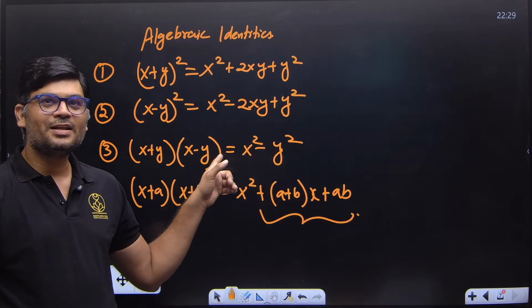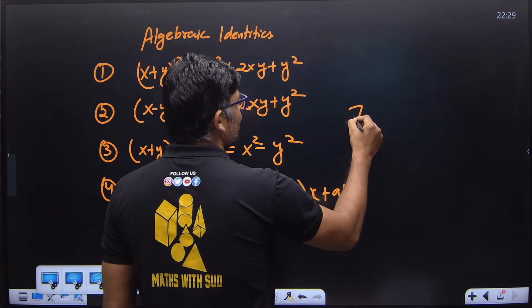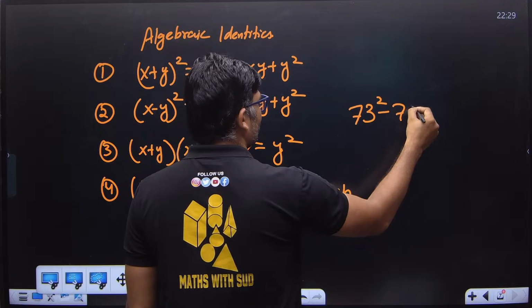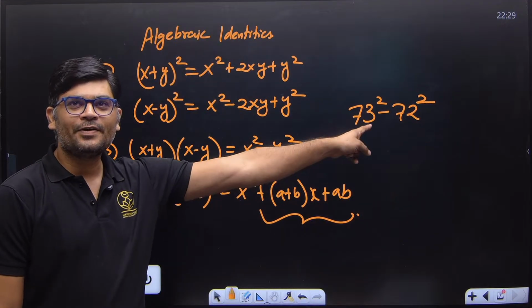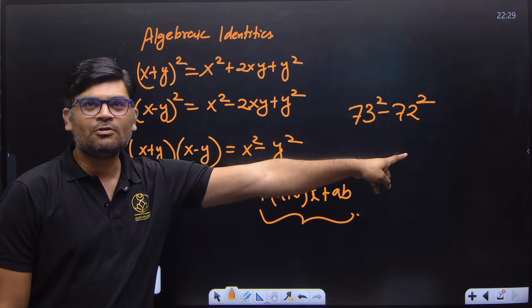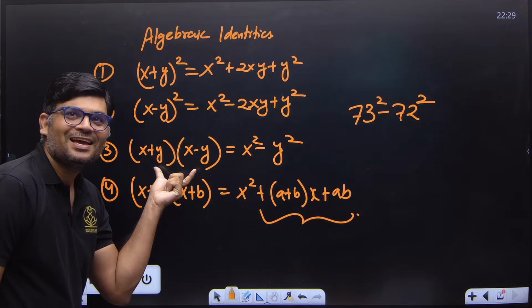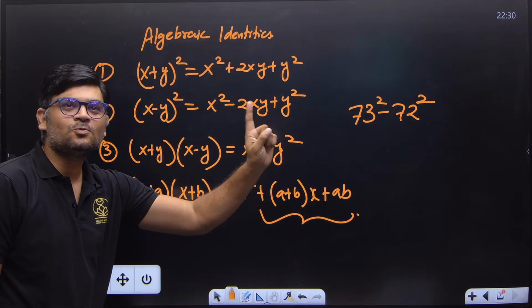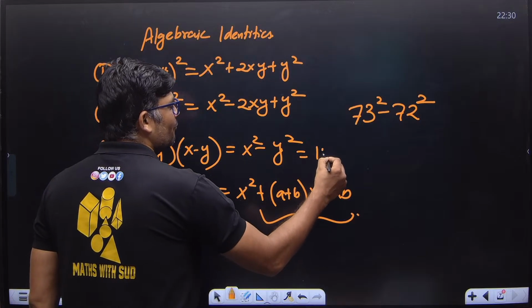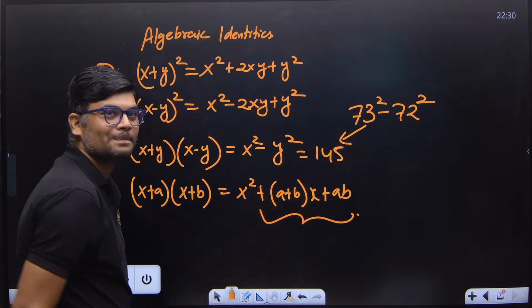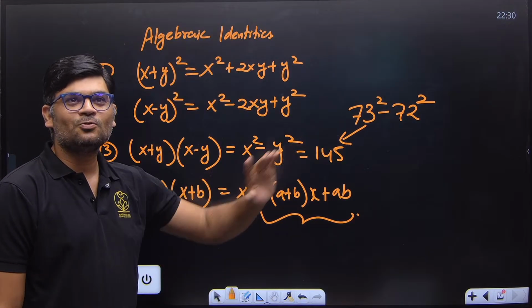Okay, so this one is the important part. How is it important? Suppose somebody asks you what is 73 square minus 72 square. So don't calculate 73 square and don't calculate 72 square and subtract them. You can use this. 73 minus 72 is 1 and 73 plus 72 is 145. So the answer is 145 for this. It becomes so easy. You just need to add the two numbers. That's it.